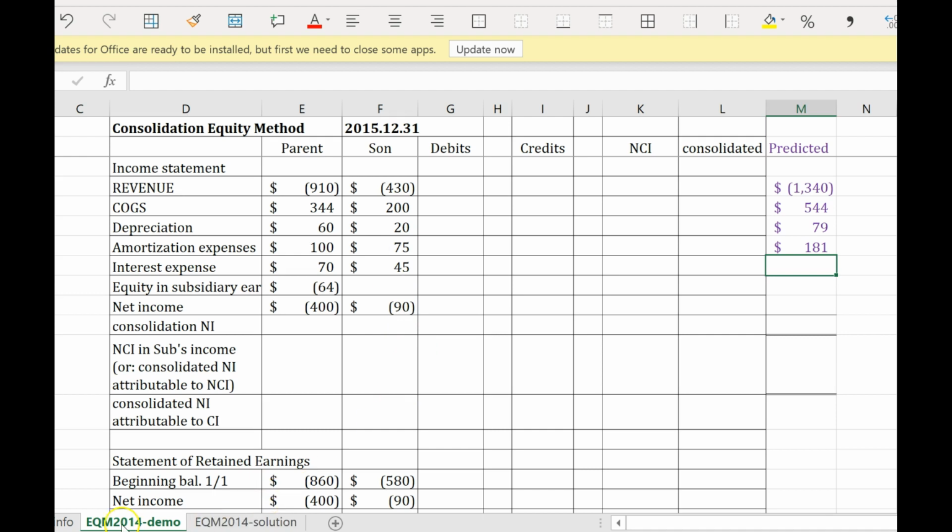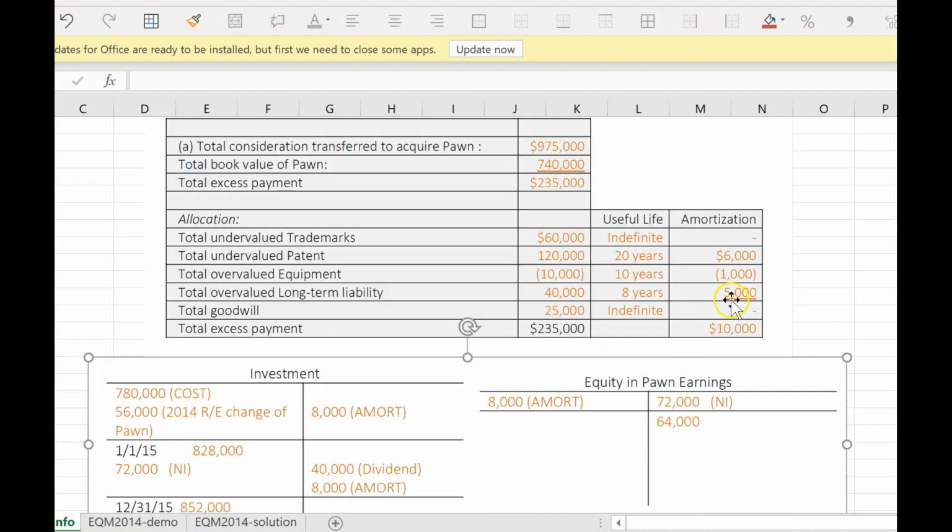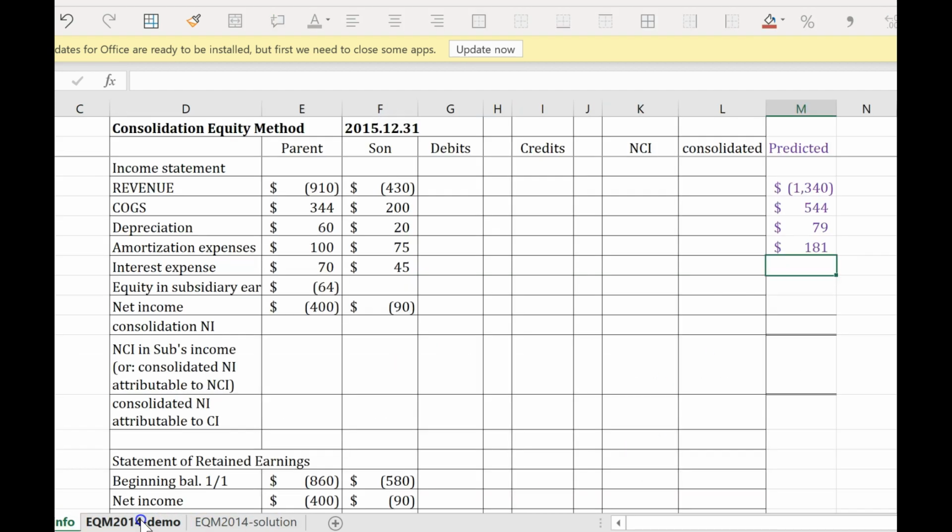Interest expense, it's the same thing. We go back to the allocation table. It is a 5,000. So we are going to add the 5,000 to it. Okay, that's 120. Equity in subsidiaries earnings, when we consolidate it, it's always zero because it's an internal account that we want to eliminate.